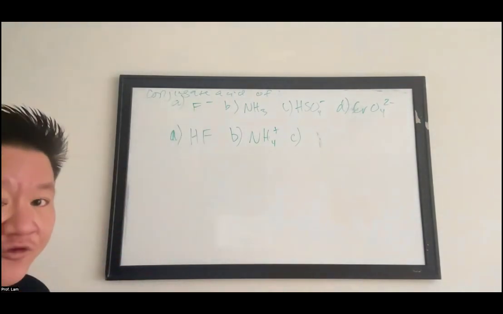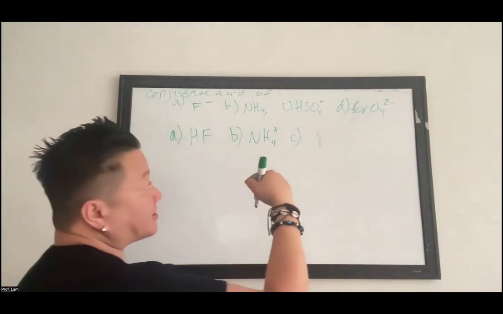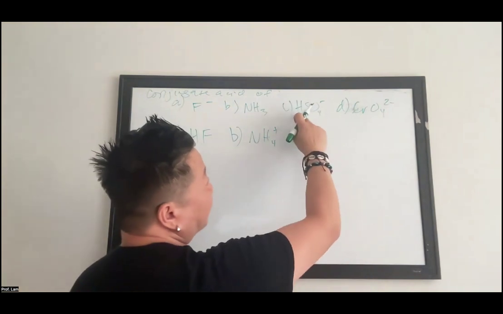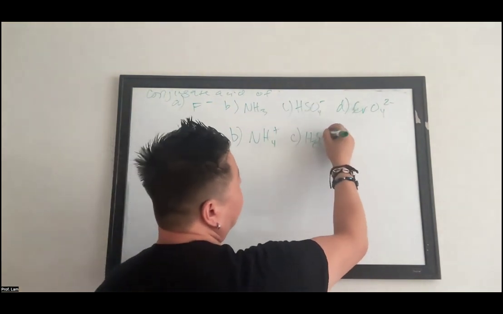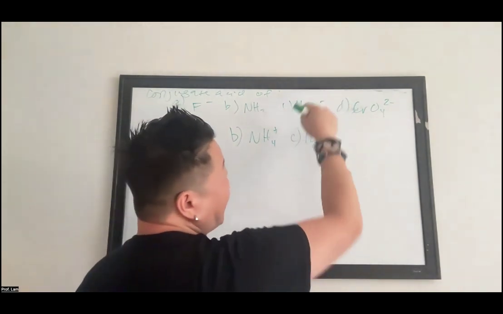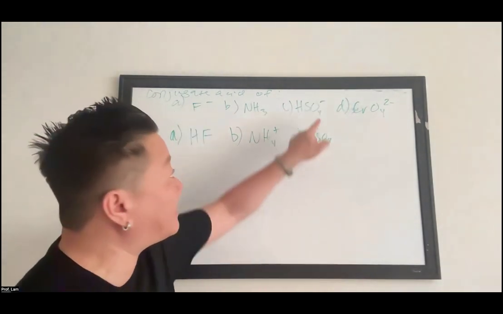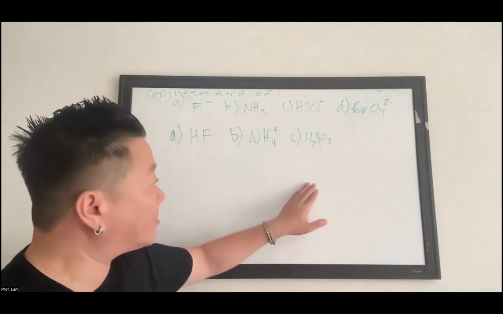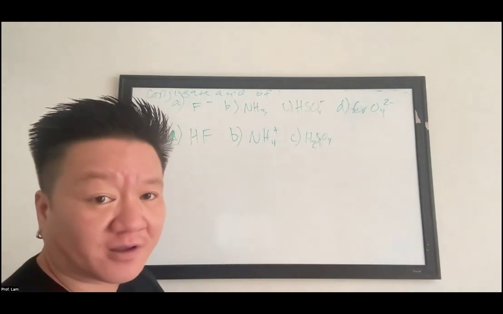C, HSO4 minus. You add a proton to that. Well, then you'd have two now, right? So H2SO4, but you also add a plus sign. So a plus sign, but it's HSO4 minus. So a plus sign and a minus sign neutralize out. So H2SO4 neutral. Okay.